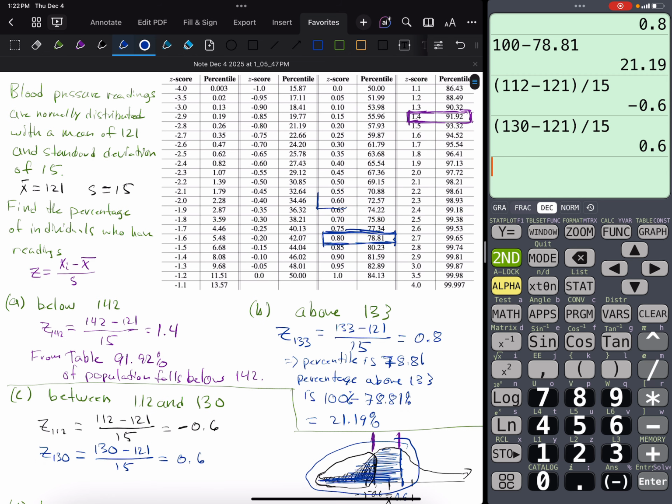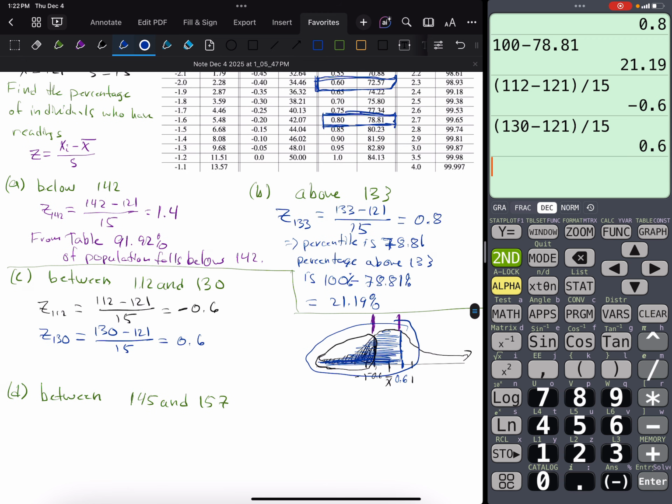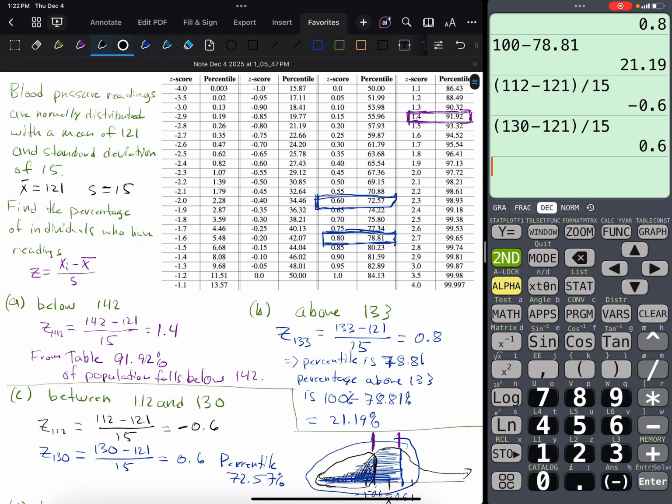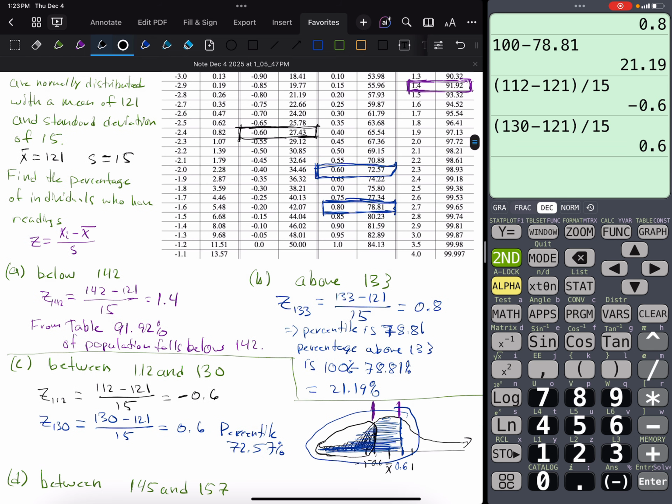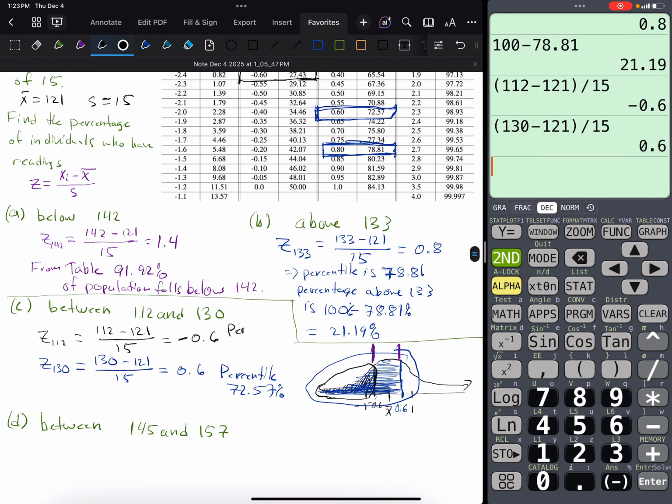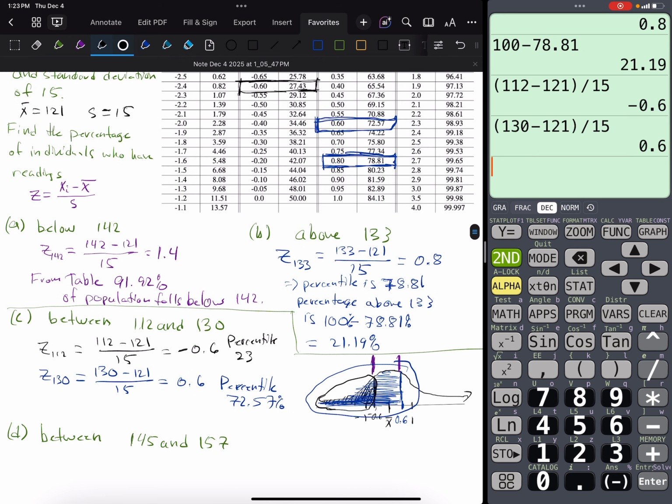0.6 is going to give me a percentile of 7257, right? If I go to the table here, I'm finding 0.6, I'm getting 7257 out. And so this is percentile 72.57. And if I go to the negative 0.6 on this same table, I'm going to get 27.43%. And so this will be percentile 27.43%.